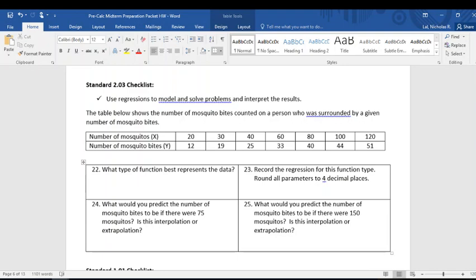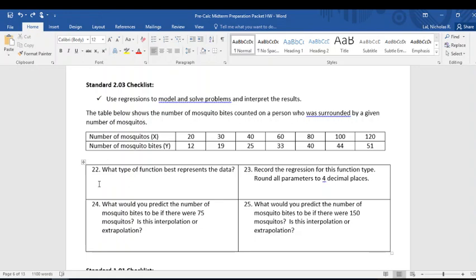This problem says, the table below shows the number of mosquito bites counted on a person who was surrounded by a given number of mosquitoes. Once again, I need to be less sloppy when I write my questions. So our x input is the number of mosquitoes, and our y output is the number of mosquito bites.